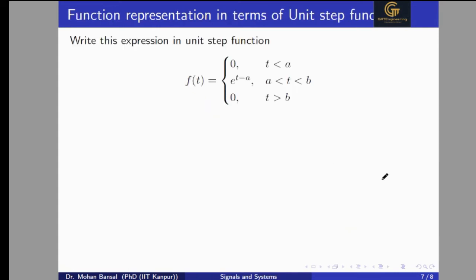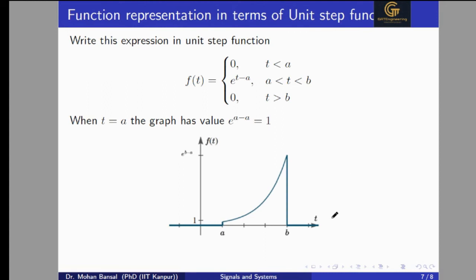Now, in a similar way, we are given one more function. Its value is 0 for t less than a, e to the power t minus a between a and b, and 0 for t greater than b. If we plot it, the signal looks like this. For t equal to a, the signal value is 1. For t equal to b, the signal value will be e to the power b minus a.